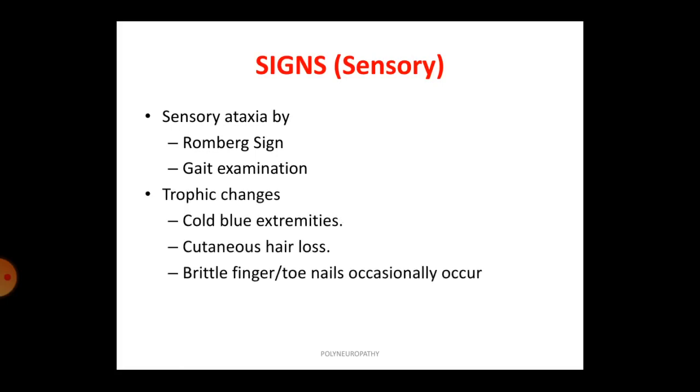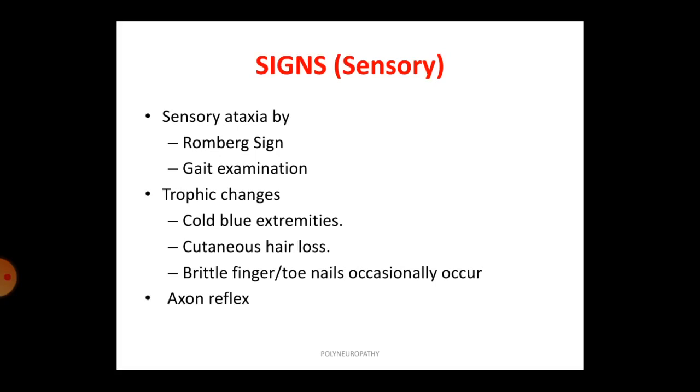Now trophic changes, that is nothing but skin related changes. So the extremities will be cold and blue, and most of the hairs will be lost. Clear? And there will be brittle finger or toenails. That will be an occasional finding, not always. So by checking the nails of fingers or toes, you will be able to identify a few trophic changes.